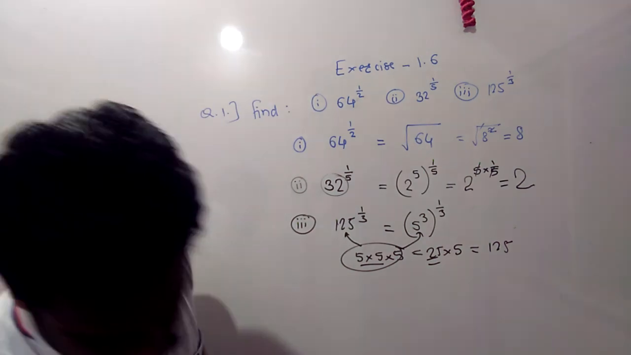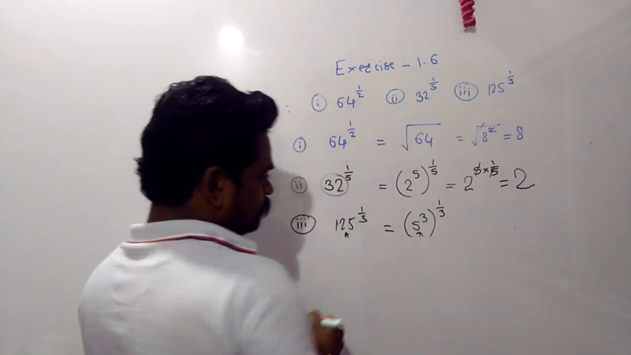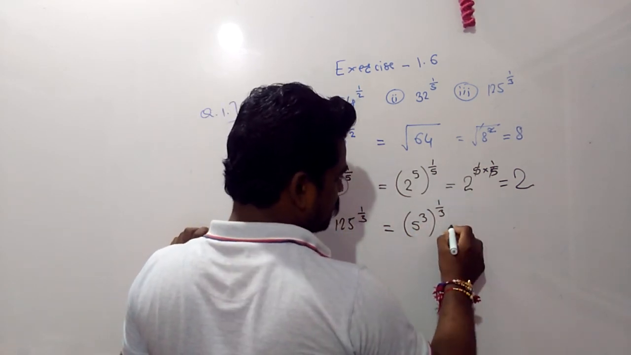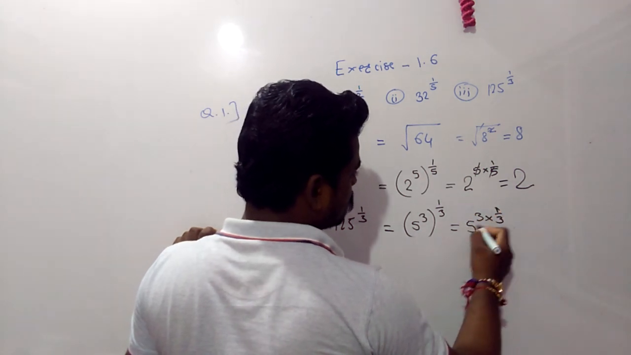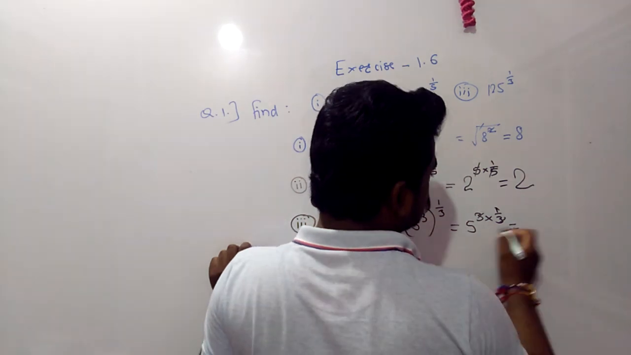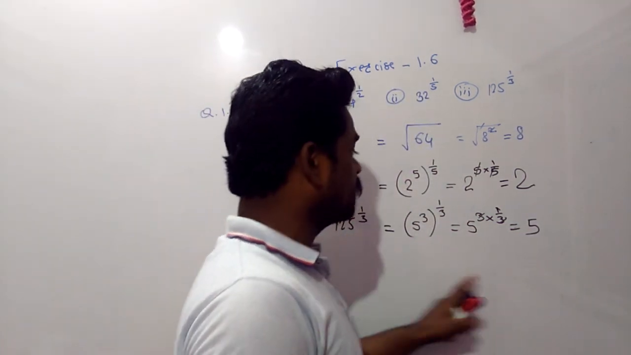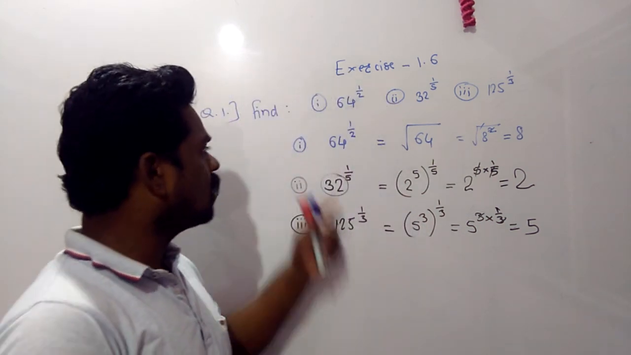No problem. Now see, we'll do like the previous example. 5 raised to 3 into 1 by 3. Power raised to power is there, so they will cancel each other. 3 into 1 by 3 becomes 1, and it will become only 5. So 125 raised to 1 by 3, the cube root of 125, is 5. I think you have understood all three questions.